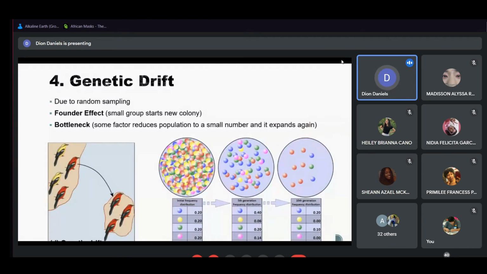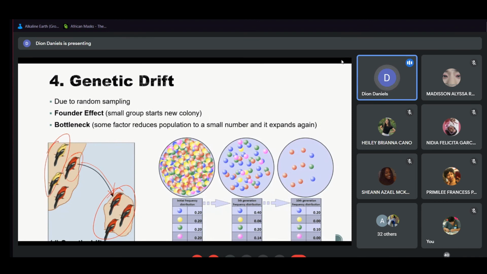Genetic drift is another example. This happens due to random sampling. We have two examples that we like to talk about, the founder effect or the bottleneck. A founder effect is when we have a small group that starts a new colony. So for example, we have a red bird or a couple red birds that fly to this island. They start a new colony. Because this colony was started by only red birds, it doesn't have those yellow alleles.